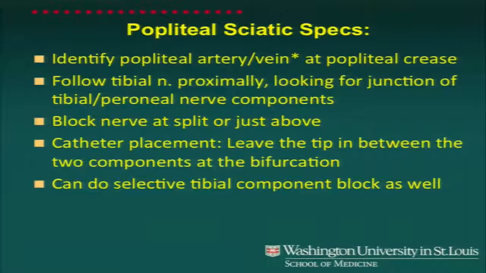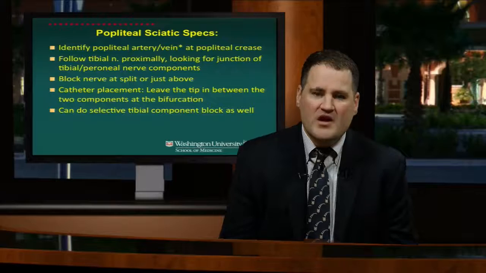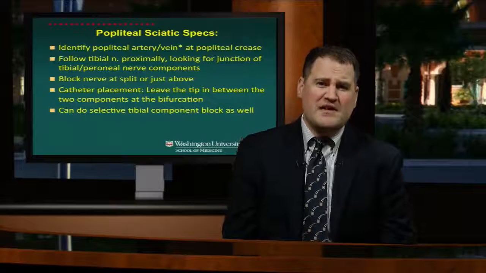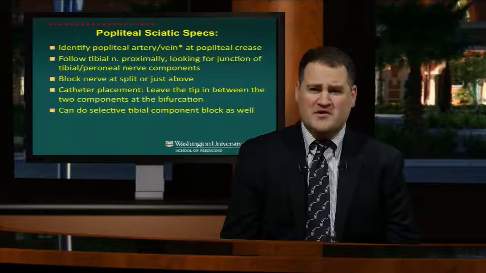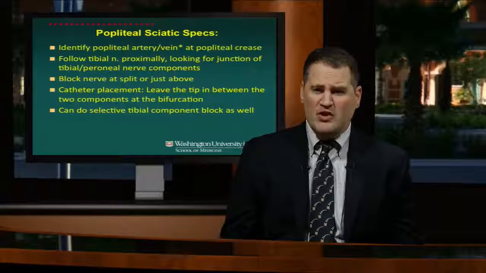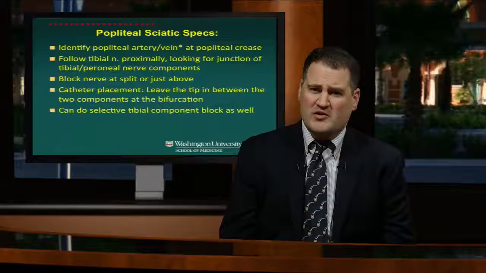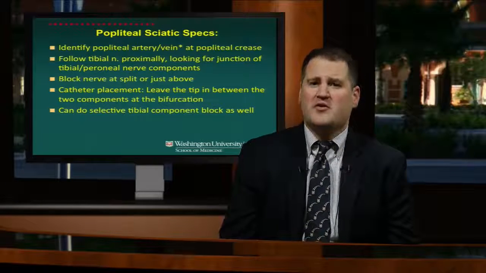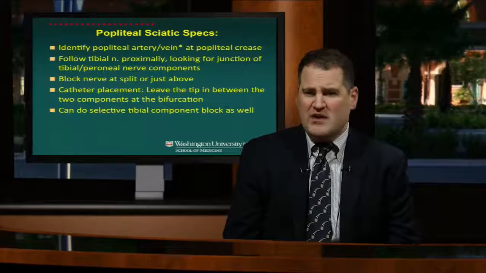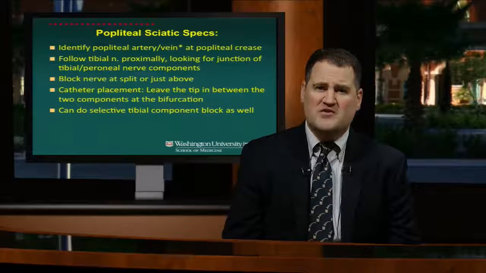There's been some talk lately that maybe catching it right at the bifurcation results in better onset, and these studies are being further delineated as we speak. The catheter placement is typically leaving the tip in between the two components at the bifurcation if you can. You want to really try to figure eight the local anesthetic around the tibial and peroneal components if possible. It's okay just to take it as a single nerve as well.